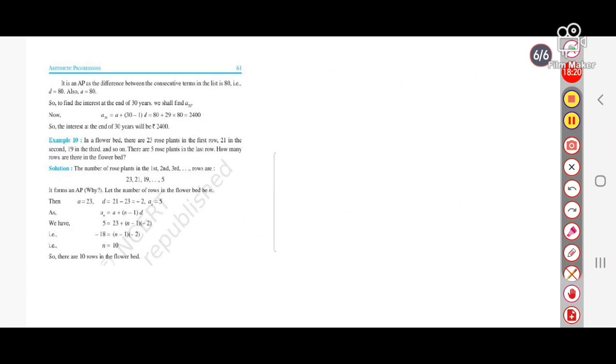We'll just see that. In a flower bed, there are 23 rose plants in the first row, 21 in the second, 19 in the third, and so on. There are 5 rose plants in the last row. How many rows are there in the flower bed? Okay, again the same thing. You need to understand the question. So that's why I am working on the word problem, because till now we just saw the normal problems. This is a word problem, 23, 21, 19, and it goes on. The last one is 5.